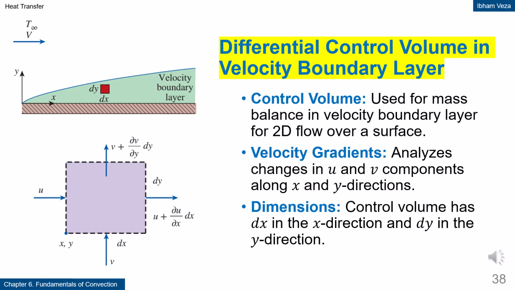Differential control volume in velocity boundary layer. A differential control volume is used to derive the mass conservation equation in the boundary layer. The dimensions of this control volume are dx in the flow direction and dy in the direction normal to the surface. The velocity components u and v are analyzed at each face of the control volume. With this approach, changes in mass flow can be systematically evaluated. This is the first step in deriving the boundary layer equations.